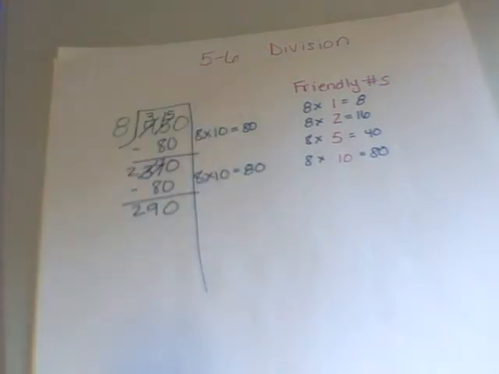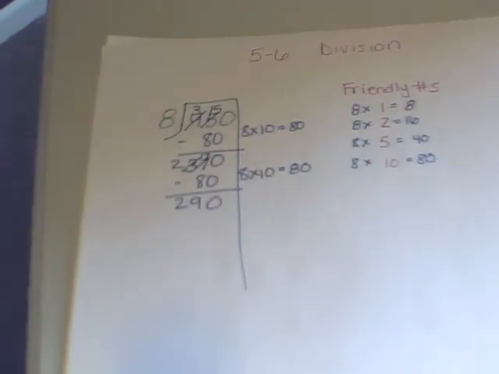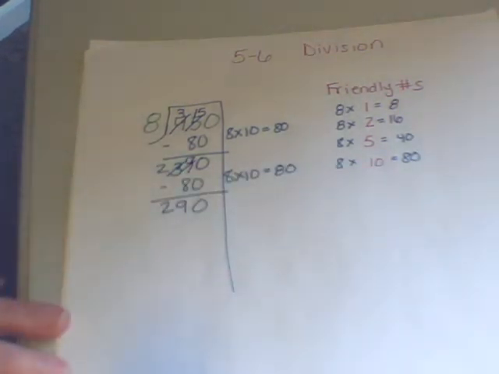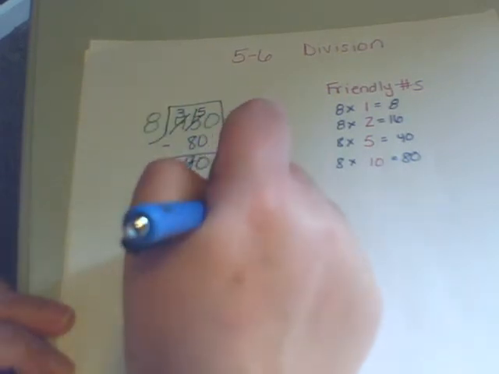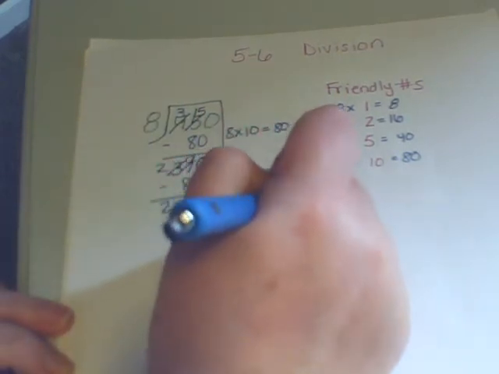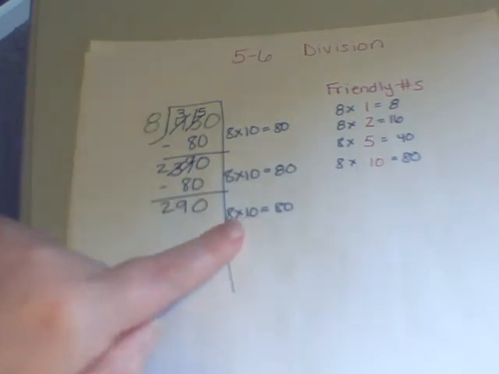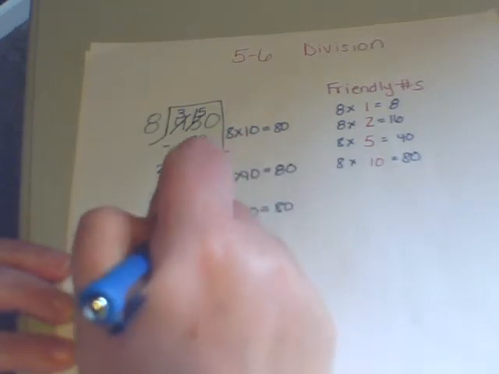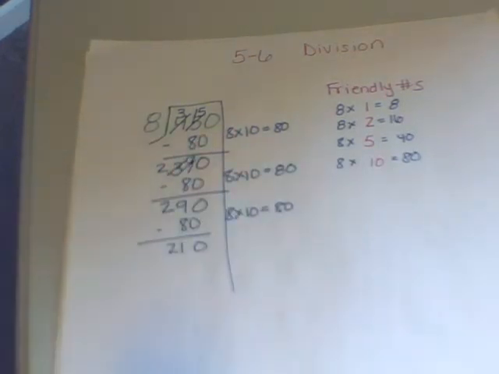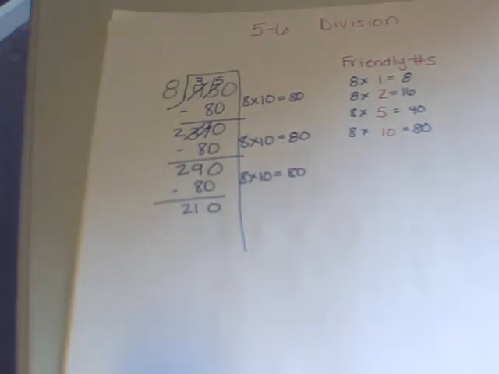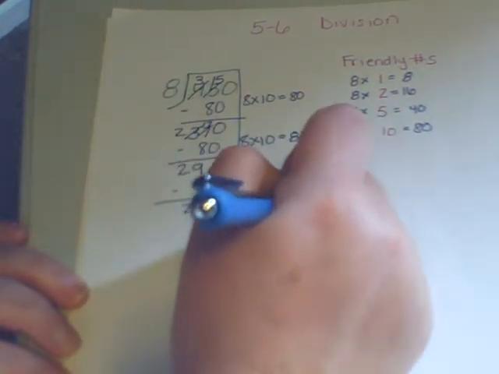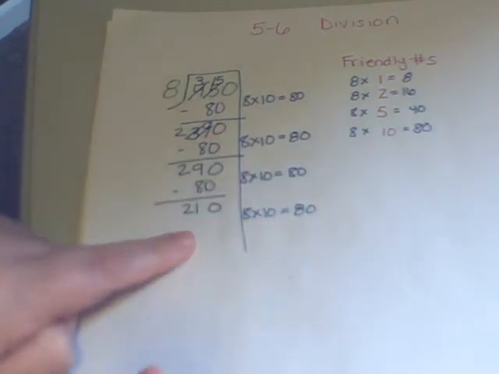I get 290, okay? I'm still not at 0 yet, so I have to keep going. The closest one again is going to be to multiply by 10, closest to 290. 8 times 10 is 80. Subtract. 210. So I have to keep going. So I'm just going to keep going and going until I get close to 0. And again, 80 is still going to be my closest to 210. 8 times 10 is 80.